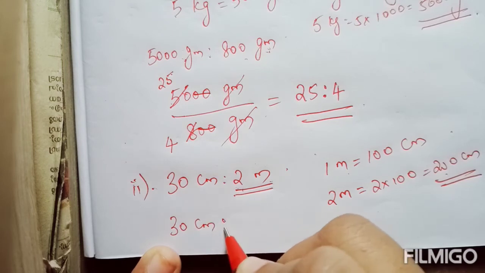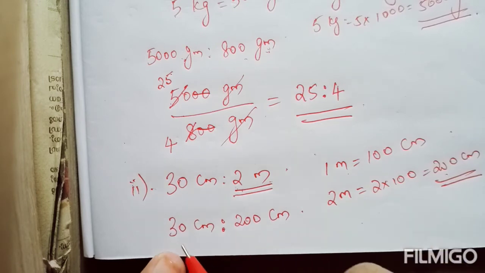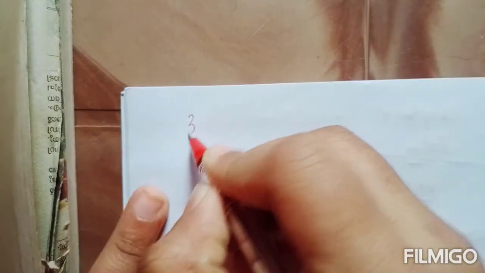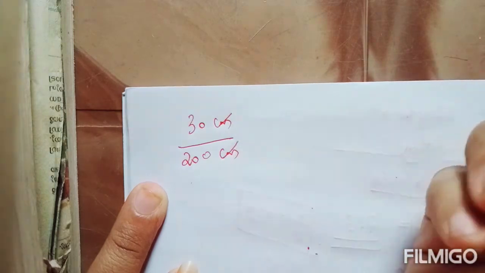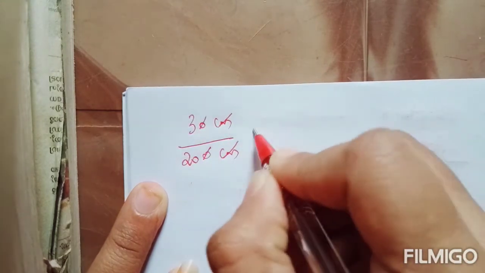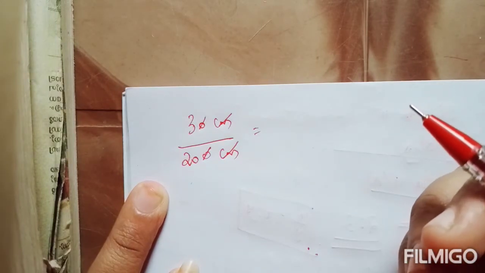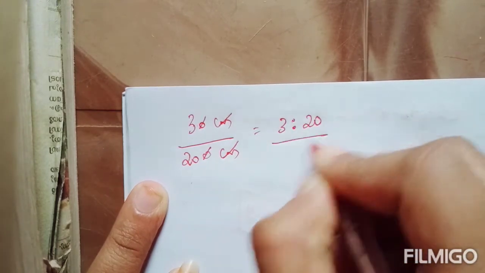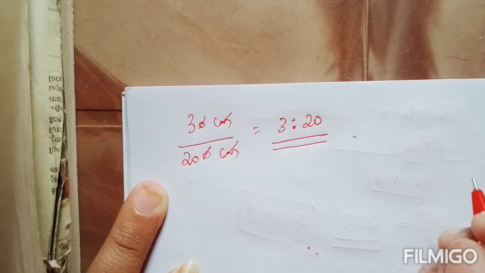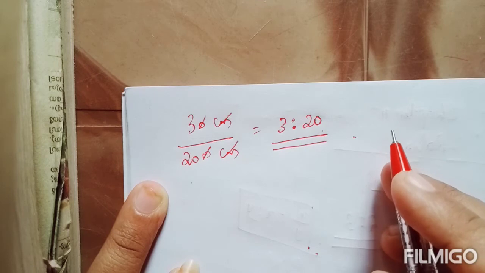30 centimeter is to 200 centimeter. Now finding their ratio, you can divide 30 centimeter by 200 centimeter. Centimeter you can cancel, 1 zero you can cancel. You will get 3 by 20. 3 by 20 we can't reduce further; this is the lowest form. So you can write 3 is to 20. So 30 centimeter is to 2 meter, their ratio will be 3 is to 20. Okay, do the third one as homework.